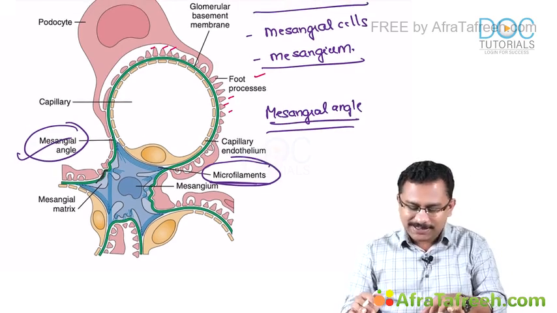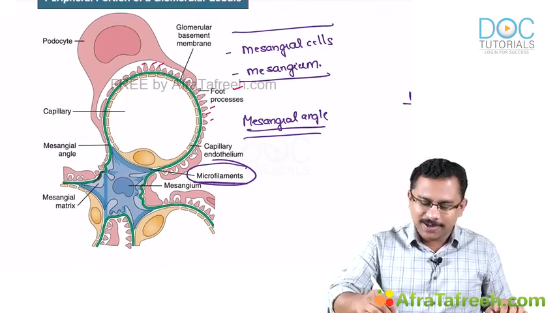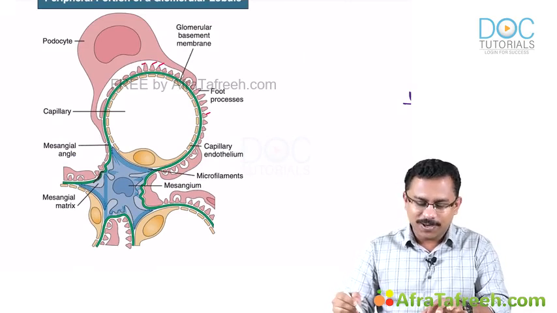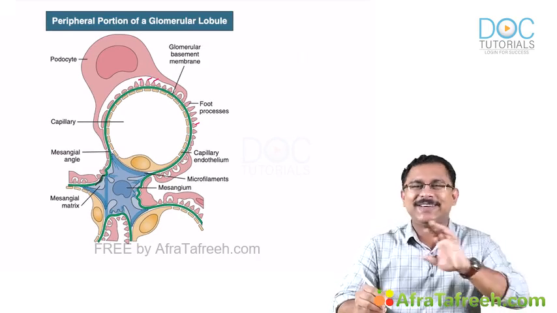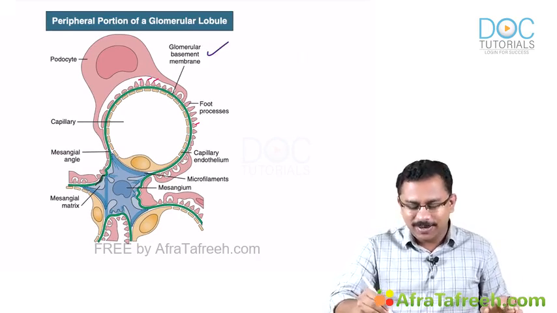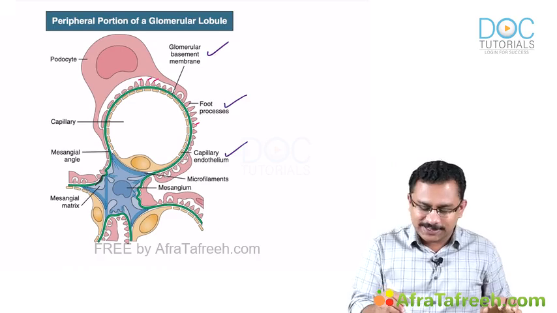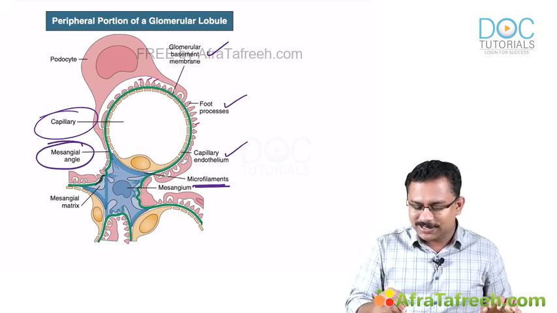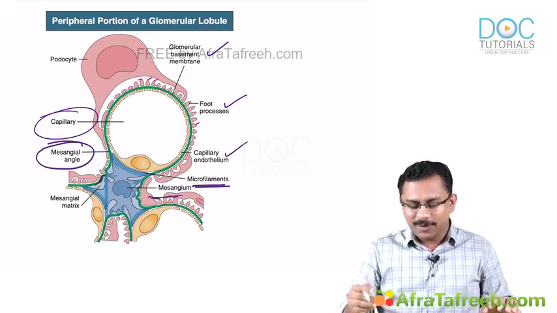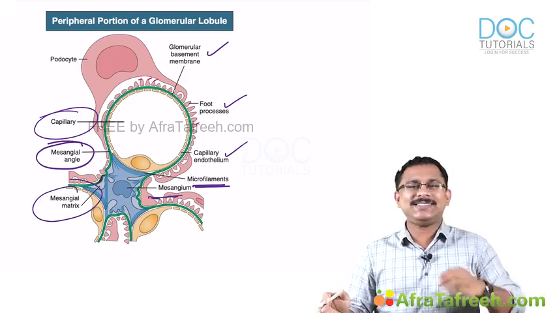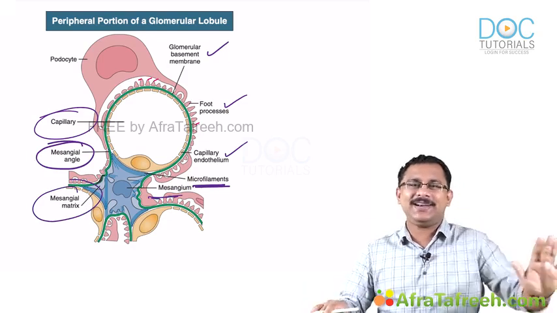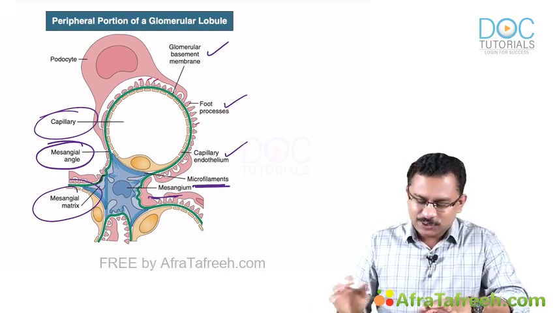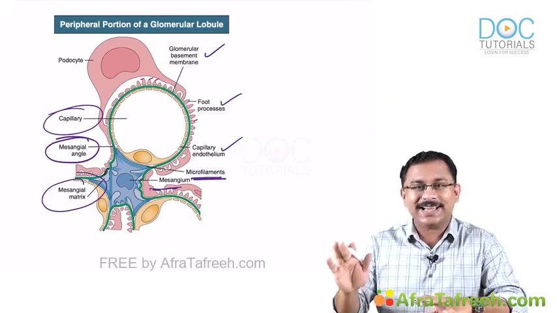So tell me, have you mastered this picture? I will just once again go through these components. This is very, very important. The glomerular basement membrane, the endothelium, the foot processes, and the capillary, the mesangial angle, the microfilaments which bind the mesangium with the glomerular basement membrane, and the mesangium consisting of mesangial cells and mesangial matrix. You have mastered this picture, correct? So you understood the mesangium as well.